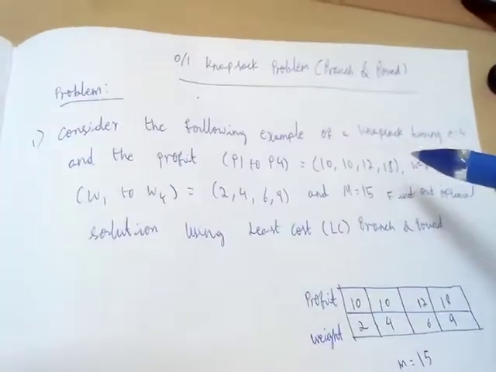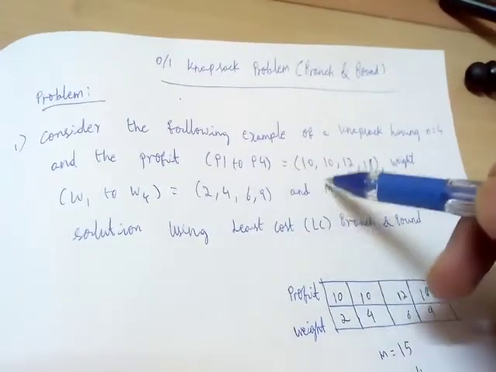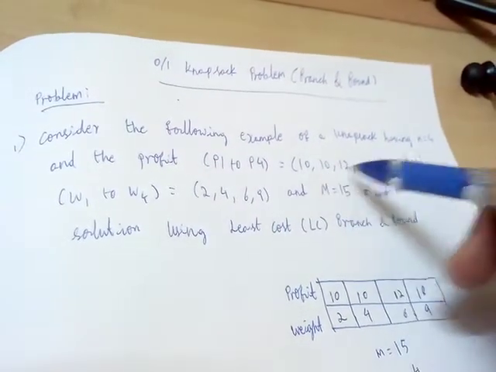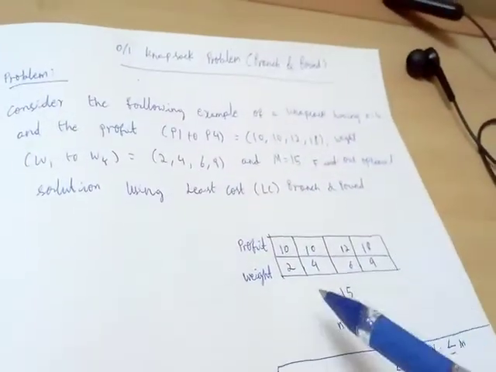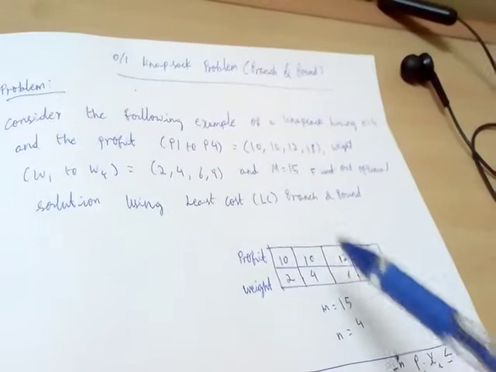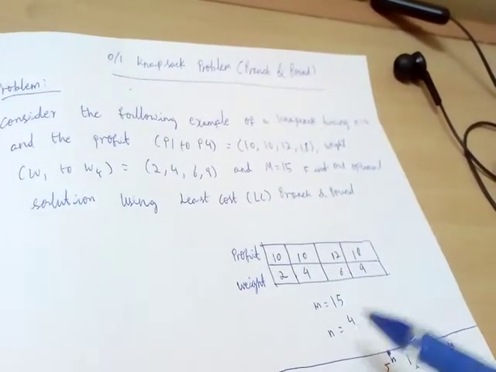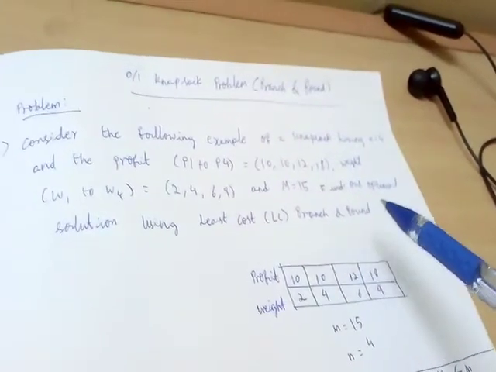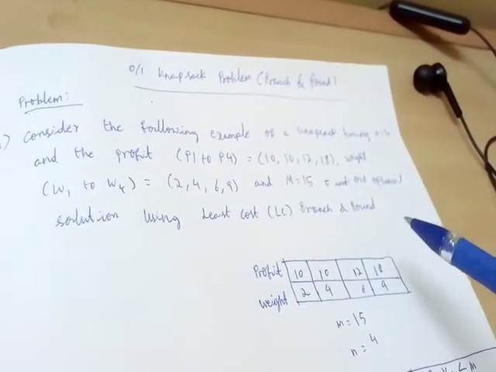As you can see in the problem statement, we are given 4 items. The profit of the 4 items and the weight of the 4 items are given as follows. I have written this profit and weight here. The maximum capacity of the knapsack bag is 15 and the number of items is 4. We have to find the optimal solution using the least cost branch and bound algorithm.